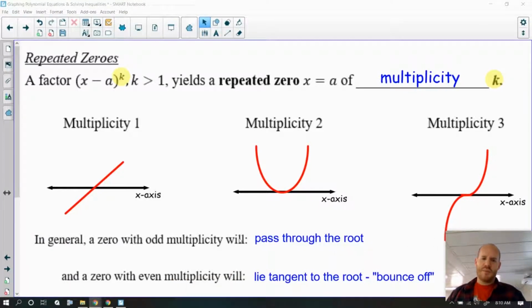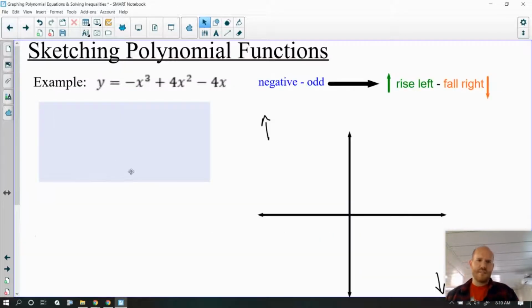In general, if we have odd multiplicity, it will pass through the axis, like if I have a multiplicity of 1 or a multiplicity of 3. And if I have an even multiplicity, it will lie tangent to the axis or bounce off. So let's apply this concept to our example.